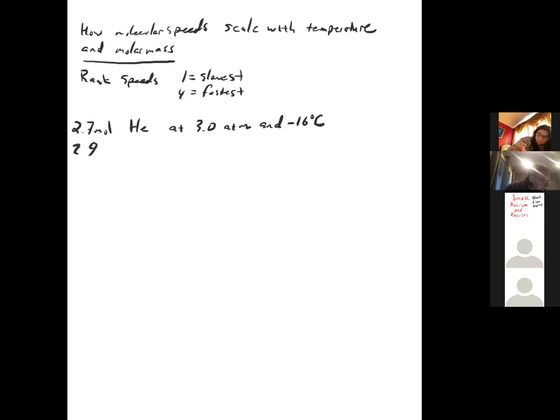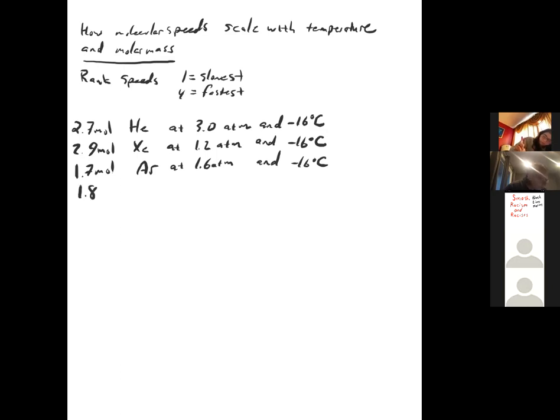We have 2.9 moles of xenon at 1.2 atm and negative 16 degrees C. And then we've got 1.7 moles of argon at 1.6 atm and negative 16 degrees C. And then you've got 1.8 moles of xenon at 1.7 atm and negative 33 degrees C. Okay.